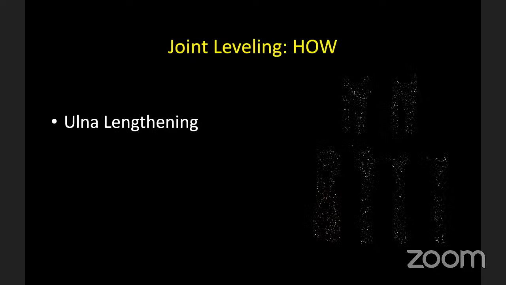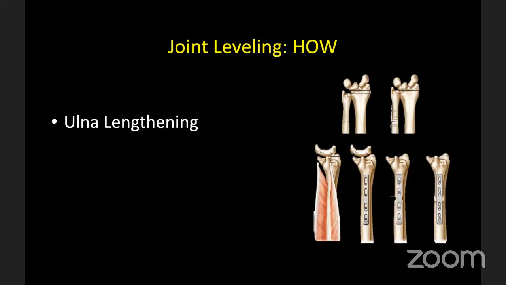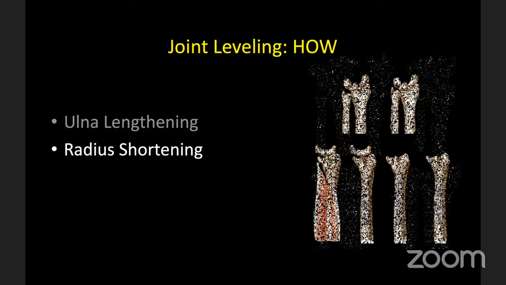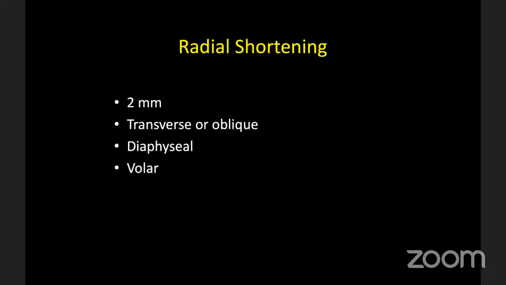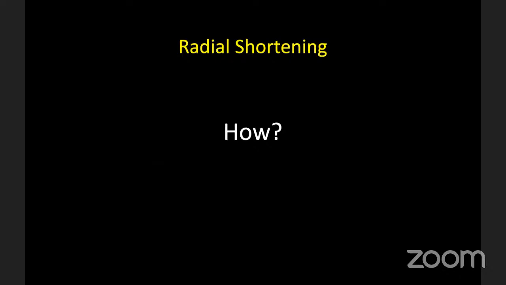How the joint leveling is to be done. So there are two ways of doing joint leveling. One, we could lengthen the ulna, or we could shorten the radius. Of course, in the radius too, there are multiple options. There is a step cut osteotomy, there is a coronal plane osteotomy, there is a metaphyseal osteotomy, and what I prefer is a diaphyseal osteotomy. It's almost always a transverse osteotomy, 2 millimeter wafer, and it is done through a volar approach.